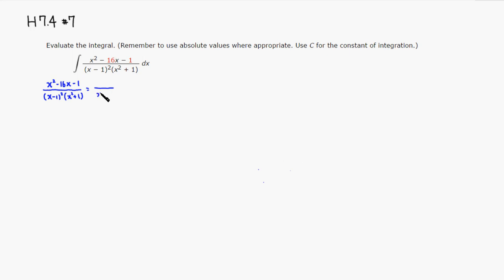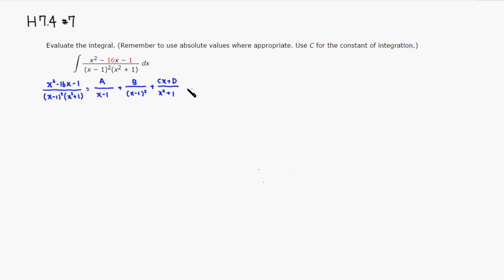So we have to have x minus 1, so it's a linear factor. And then we have a repeated one, so we have (x minus 1) squared. Then we have a quadratic one, x squared plus 1. So for the linear term, you have a constant a on top. For the repeated linear term, you have another constant, b. This is a quadratic term, so it's going to be cx plus d.